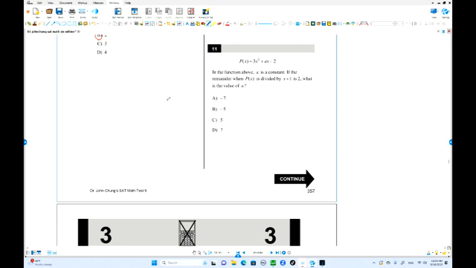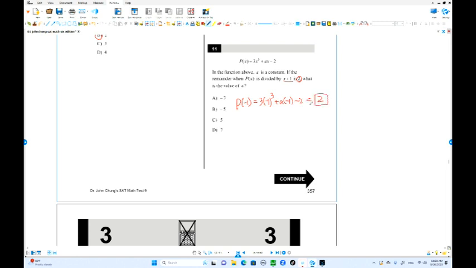Number 11, p of x equals 3x cubed plus ax minus 2. When you divide by x plus 1, the remainder is 2. So we better use the remainder theorem here, okay? Put x equals negative 1, that is the remainder. Put this number negative 1 in there. 3 times negative 1 cubed, I'm going to write down, plus a times negative 1 minus 2, that is the remainder.